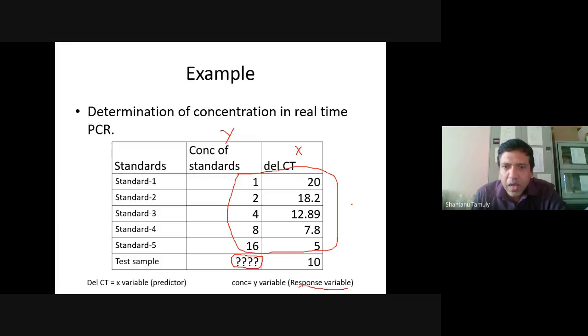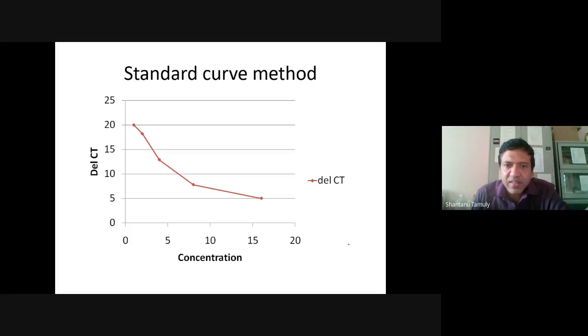Now you see, our test has got the delta Ct value of 10. So we draw a line from 10 to this line, and then again we draw one more line, this one. This 10 we have, because 10 is the delta Ct value of our test solution. We draw one line here, again we draw one more line.